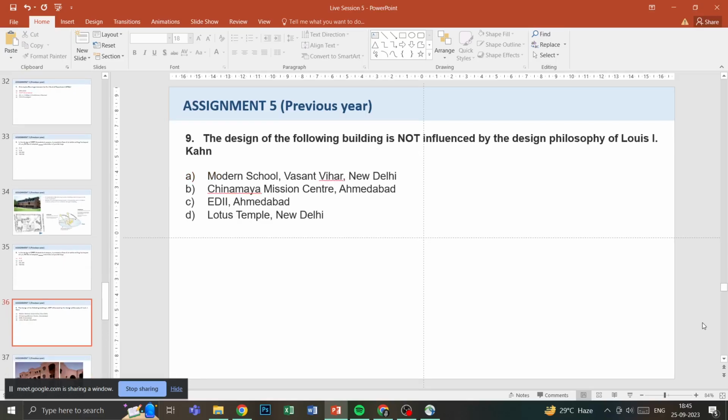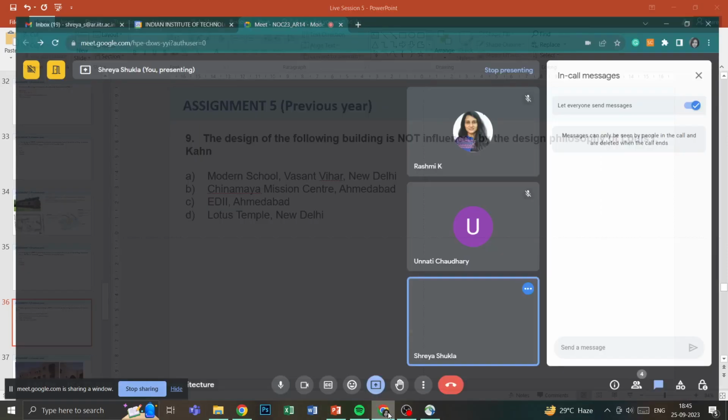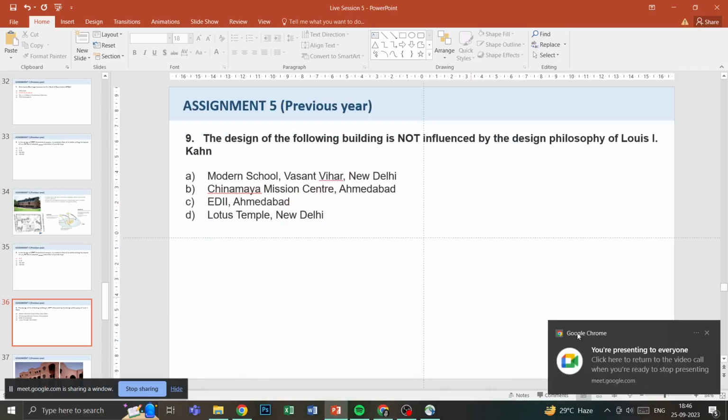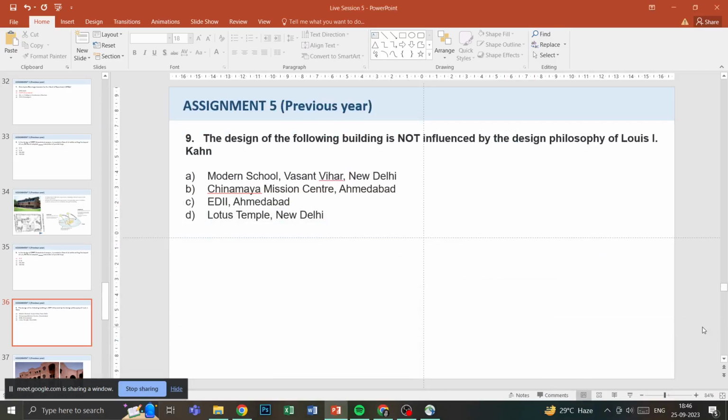The design of the following building is not influenced by the design philosophy of Louis I. Kahn: Modern School, Vasant Vihar, New Delhi; Chinmaya Mission Center, Ahmedabad; EDII Ahmedabad; Lotus Temple, New Delhi. So the question is asking which building's design is not influenced by the design philosophy of Louis I. Kahn. Our options are these four. We'll quickly go through how these four buildings look and who designed them.